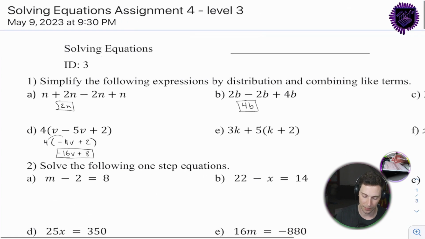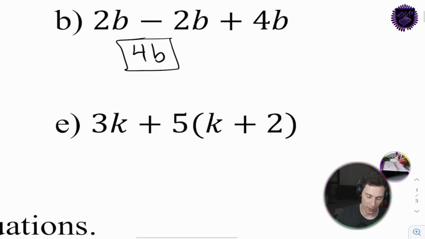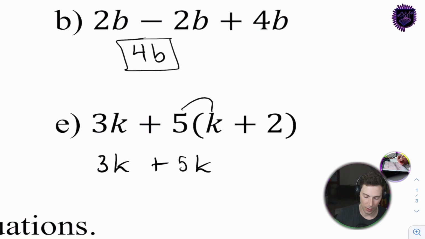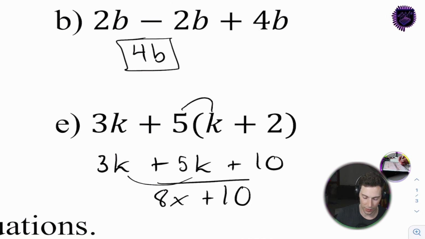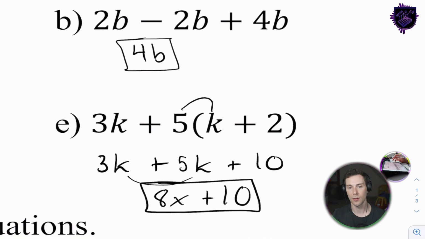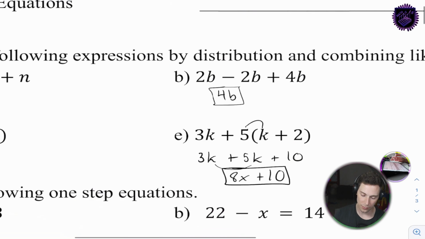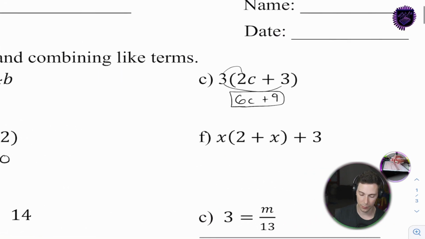Combine like terms first. Next one, we're going to drop down our 3k. We're going to add 5k and plus 10. Once we do these two, we can combine those to 8k plus 10. That's our final answer, 8k plus 10. Take your time, work through these.